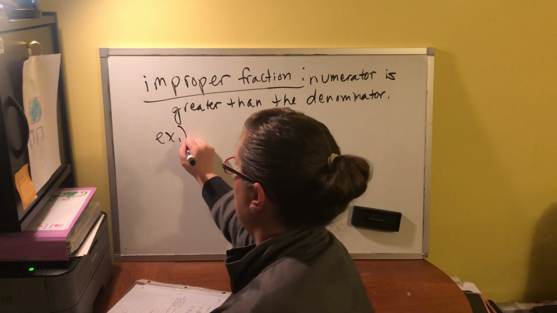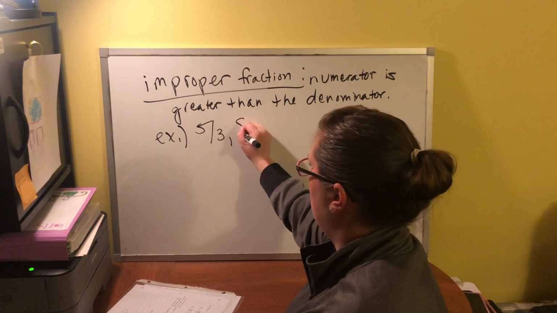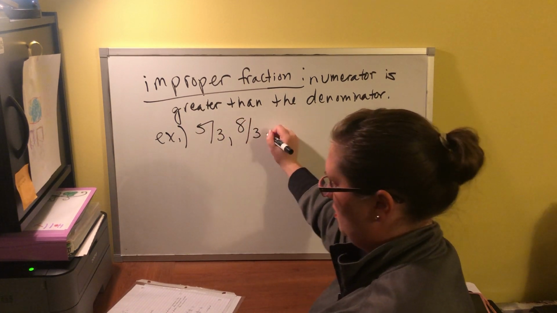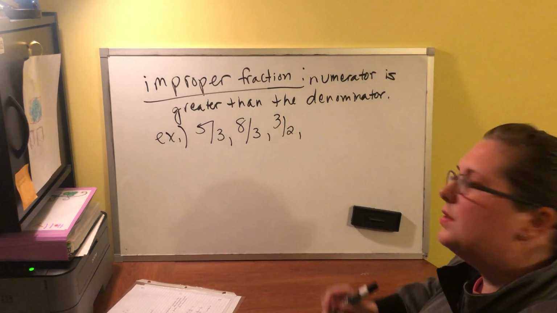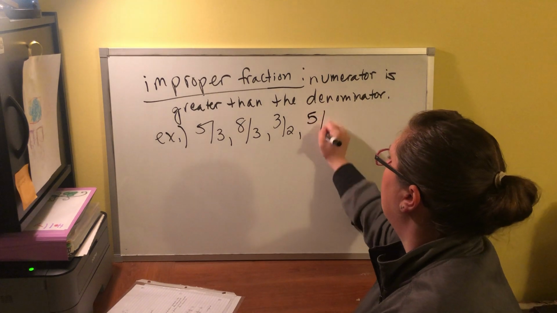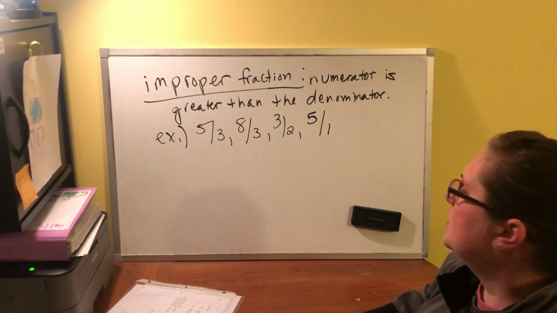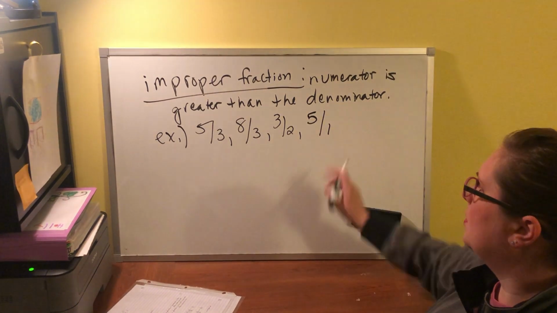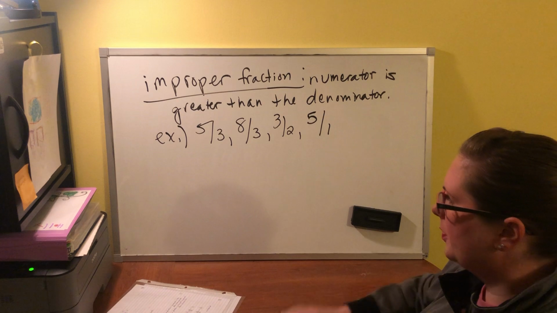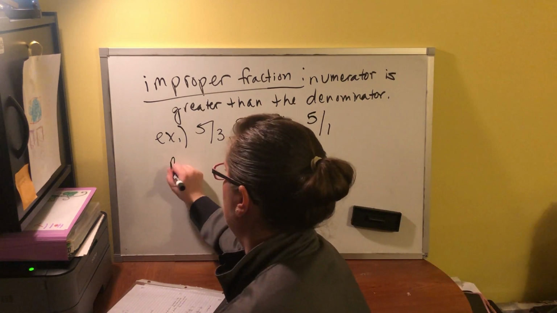So for example, this would be something like 5 over 3, 8/3, 3 over 2. Also, 5 over 1, which you've simplified, would be a whole number 5. So a whole number you can turn into an improper fraction by placing it over 1. Okay, so that's improper fractions. We're going to be getting into more of those later.